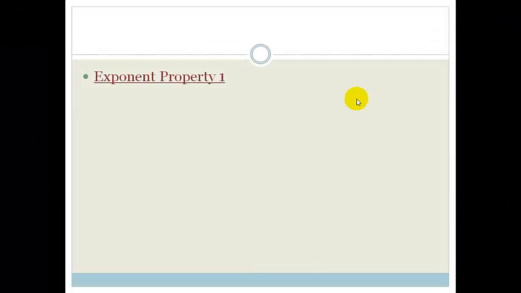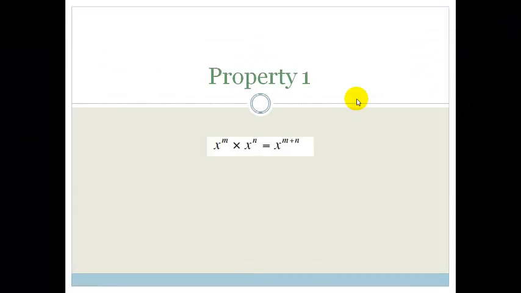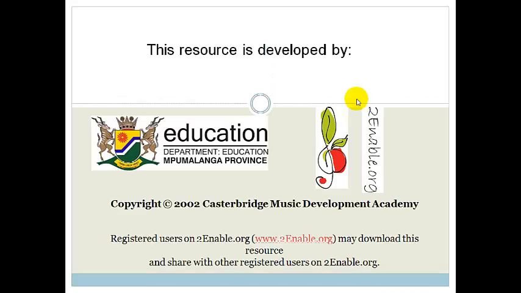Right, now grade 10s. I think that he explained it very well, how to use exponent property 1, which is x to the m times x to the n, which equals x to the m plus n. What you need to do is go practice some examples, and then you need to do the assessment at the end of the section.